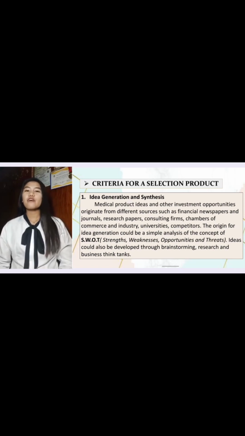During this stage, various sources are used to generate ideas for potential products. These sources can include financial newspapers and journals, research papers, consulting firms, chambers of commerce and industry, universities, and even competitors. One common method for generating ideas is through a SWOT analysis, meaning strengths, weaknesses, opportunities, and threats, which involves analyzing the strengths, weaknesses, opportunities, and threats of a particular concept or market.